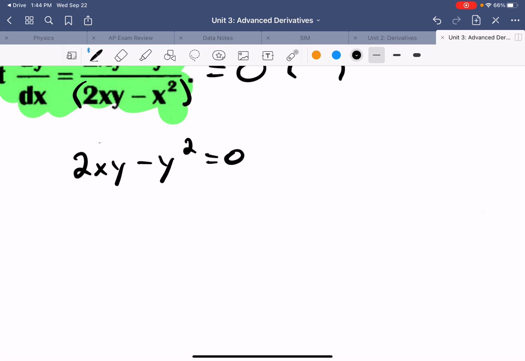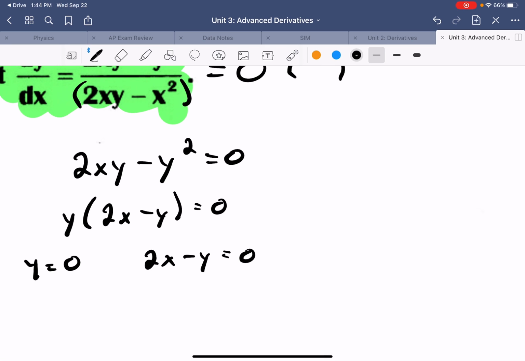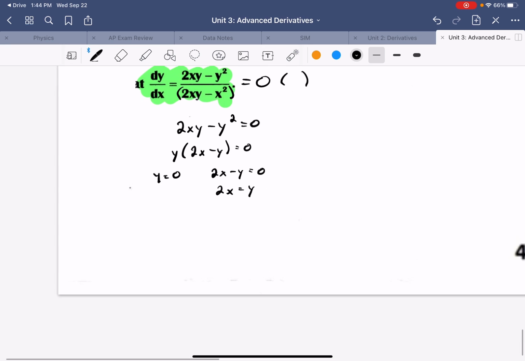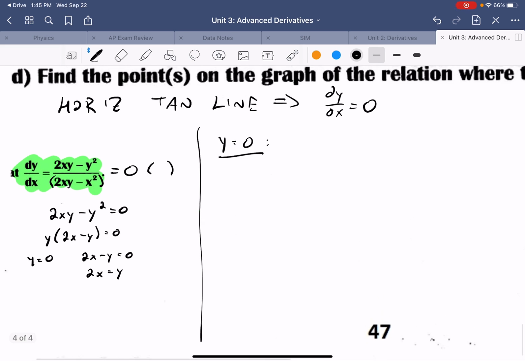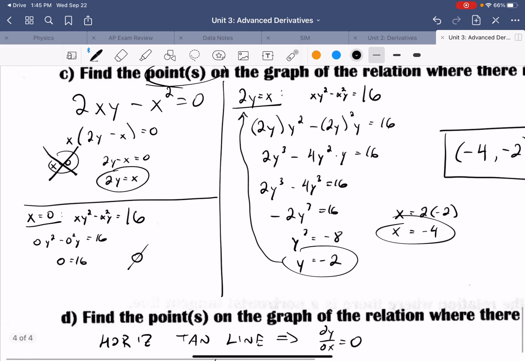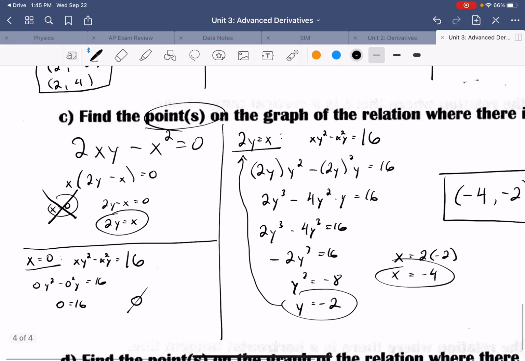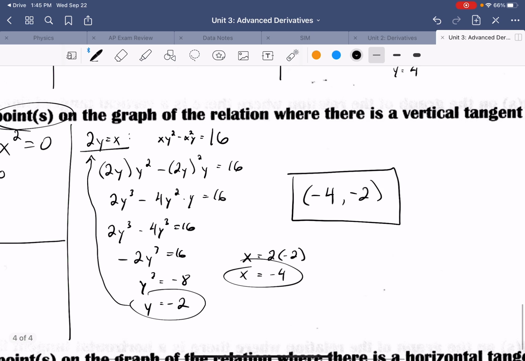So now we just want to solve this for our variables. There's a common factor of y. Factor that out. Set these factors equal to 0. Solve the second one for y. We've got a couple of things to test here. Start off with y equals 0. Plug that into the original function, which is here.